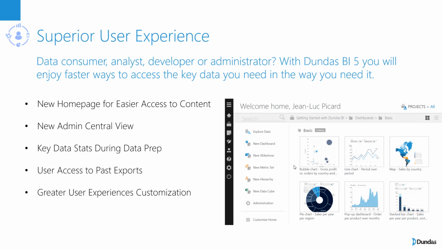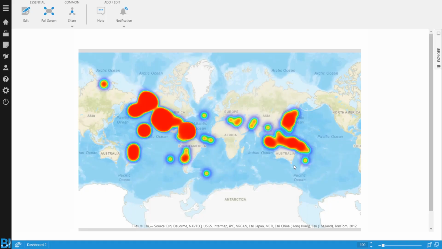From the administration perspective, you'll find much easier ways to not just control the access to different views, dashboards, and reports created in the environment, but also easier ways to control the entire health of the system with a new admin central view. Let's go back into Dundas BI and see some of those features in action.